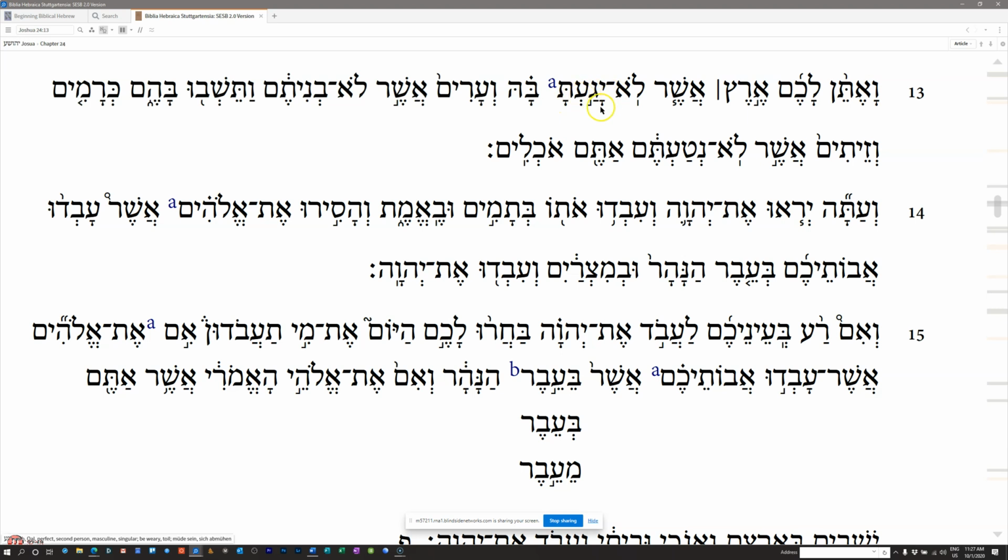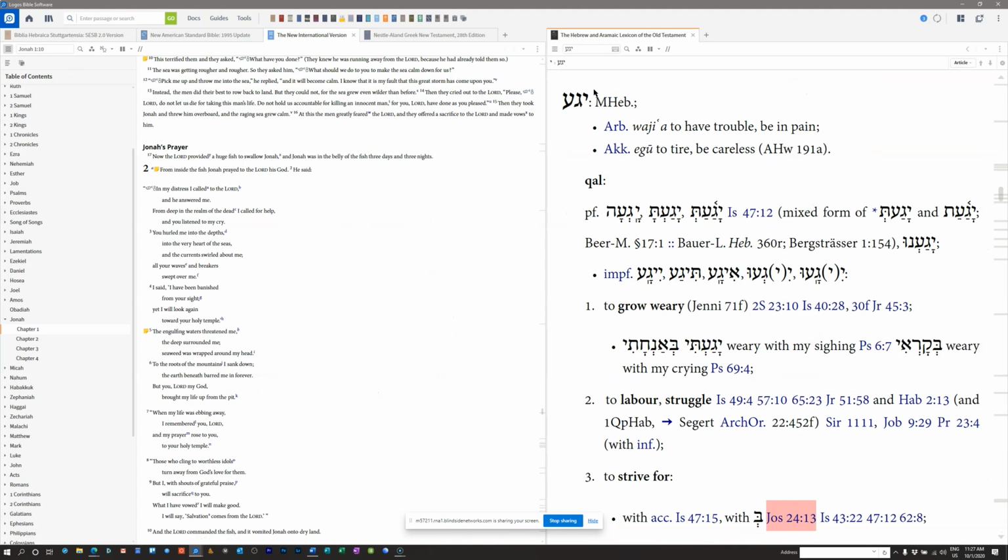Okay, so yaga, this looks like a root. Ta tells me this is perfect, so I don't have to worry about a prefix over here. So I'm going to say that the root is yaga. Now, I don't know what that root means, so if I look it up in my lexicon, yaga means to grow weary, to labor, or to struggle, or to strive for.